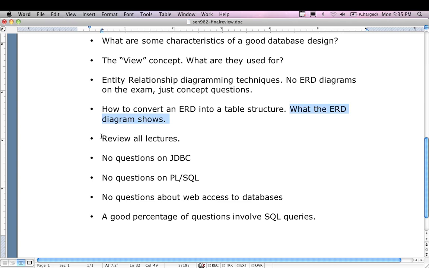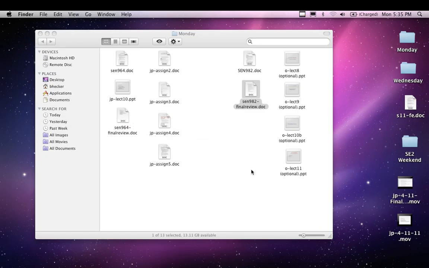Review all lectures. I'll tell you where to stop, actually. In fact, I can take a few seconds and tell you right now where to stop. You want to stop with the numbers, all the 7s. I think there are 2 7s. So 8, 9, 10, and 11 are optional.